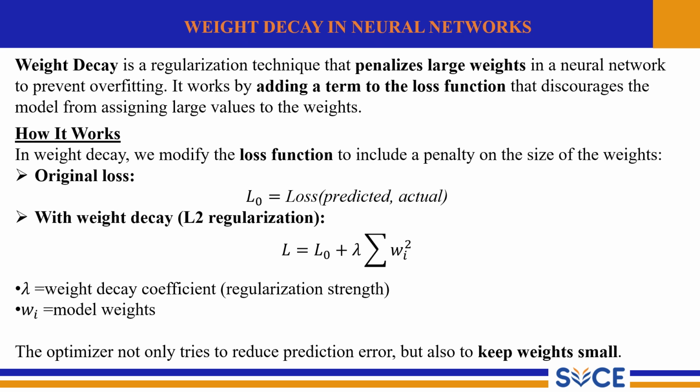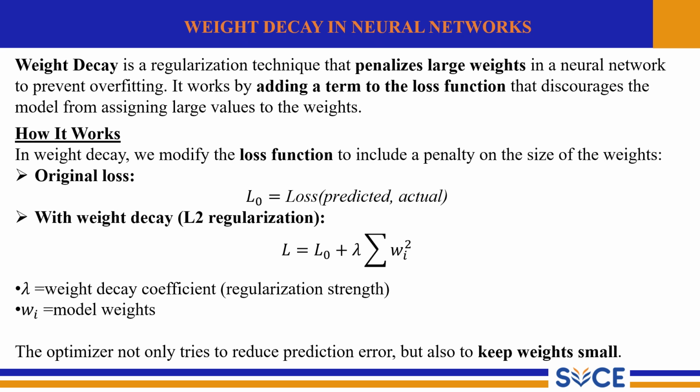Weight decay operates inside the neural network. So the first step is to start with the original loss function. Normally the loss function measures the difference between the predicted output and the actual target. We will call this L naught equals the loss of predicted and actual.